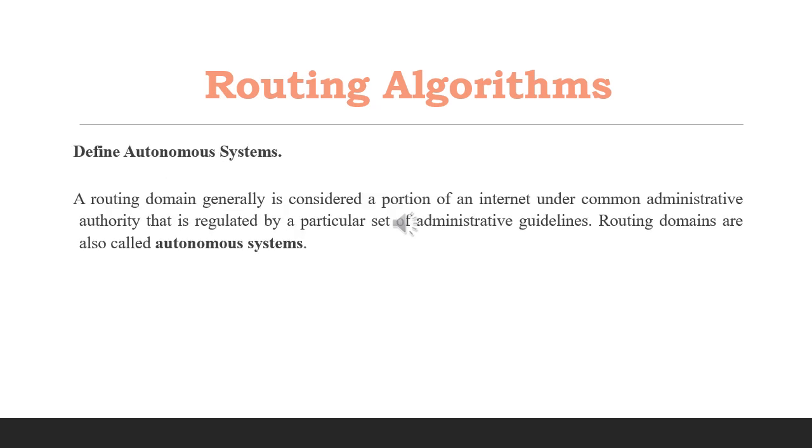Defining autonomous system: a routing domain is generally considered a portion of an internet under common administrative authority that is regulated by a particular set of administrative guidelines. Routing domains are also called autonomous systems.